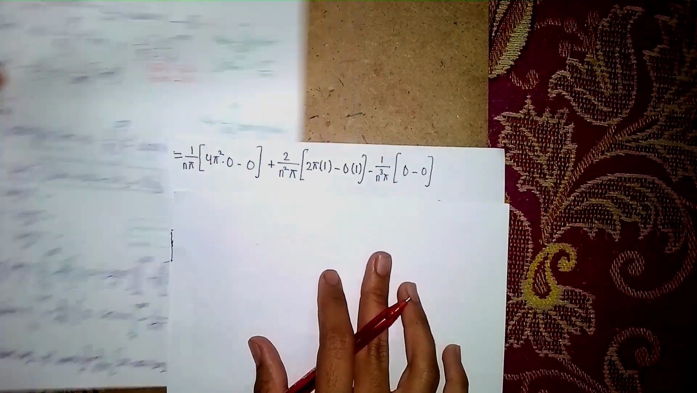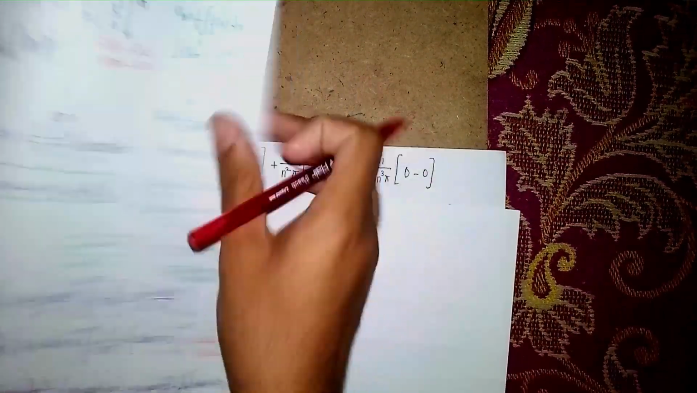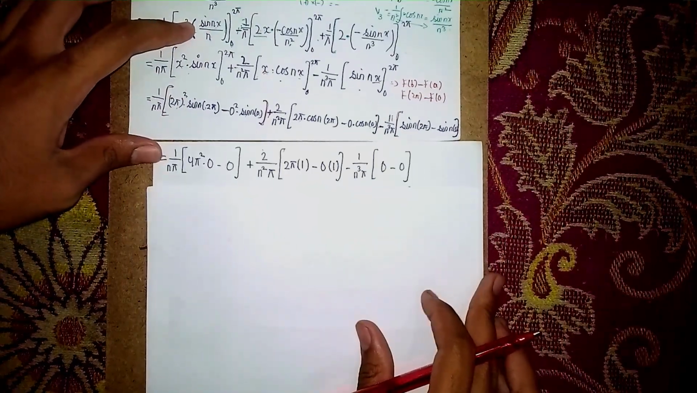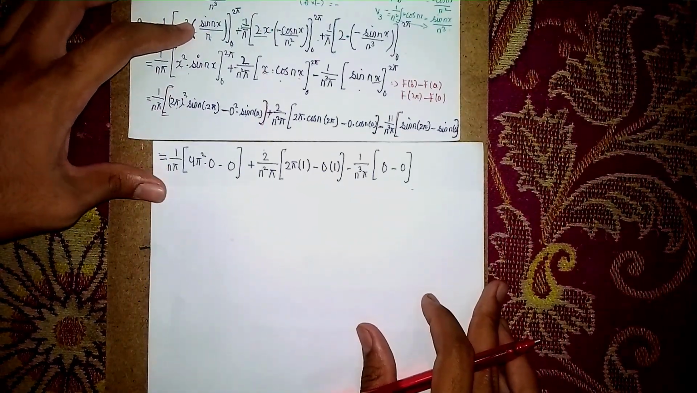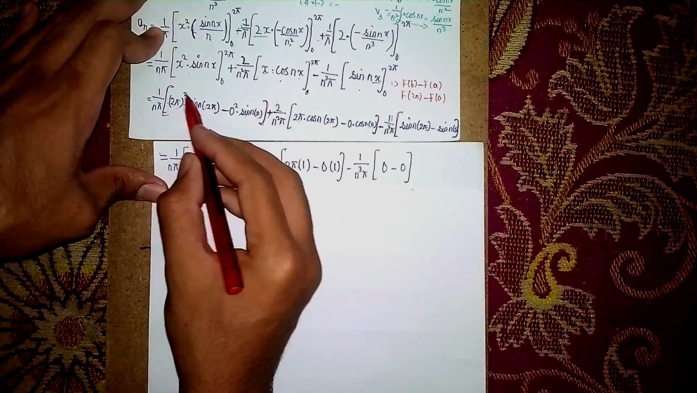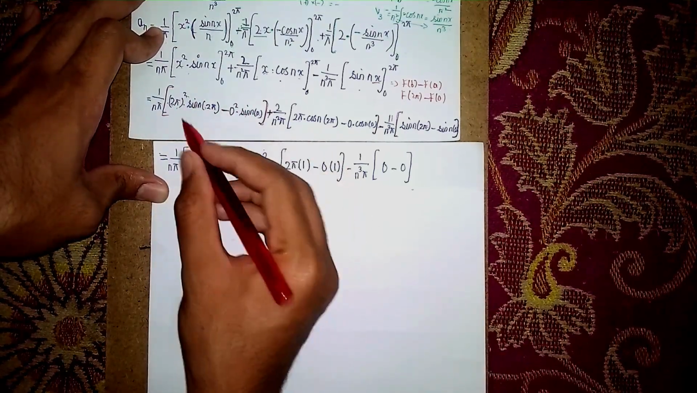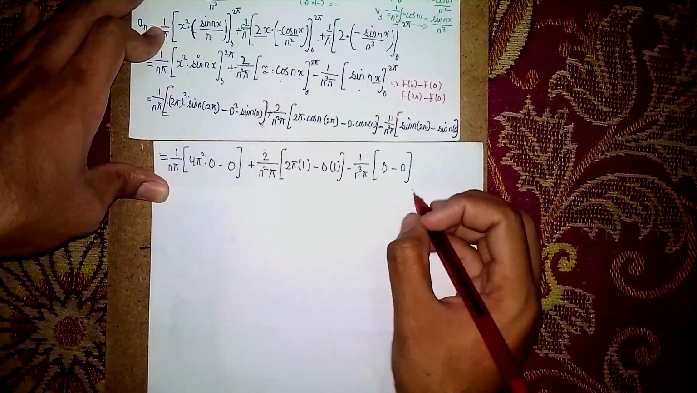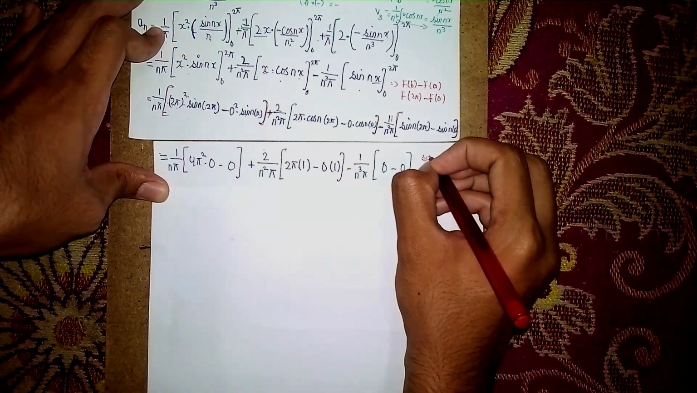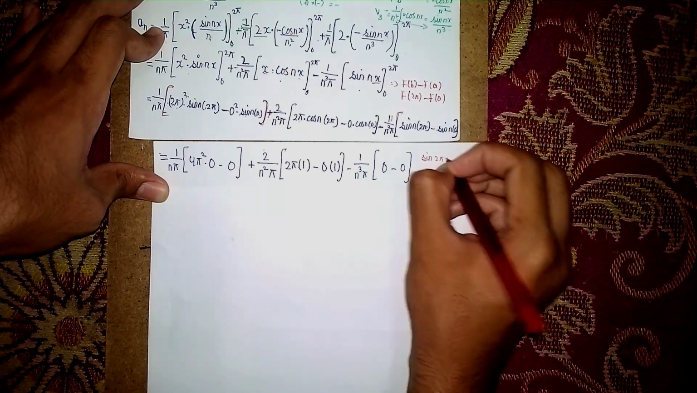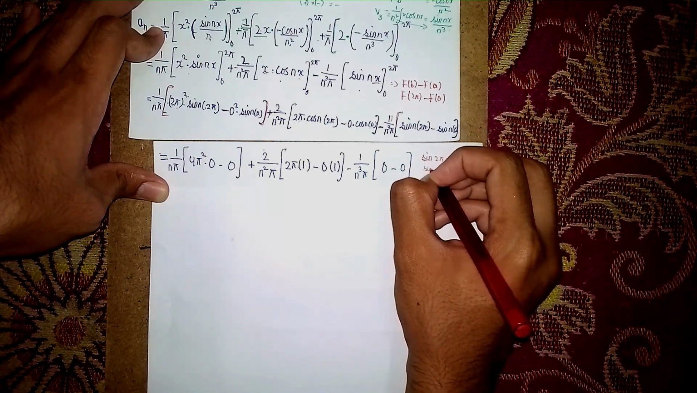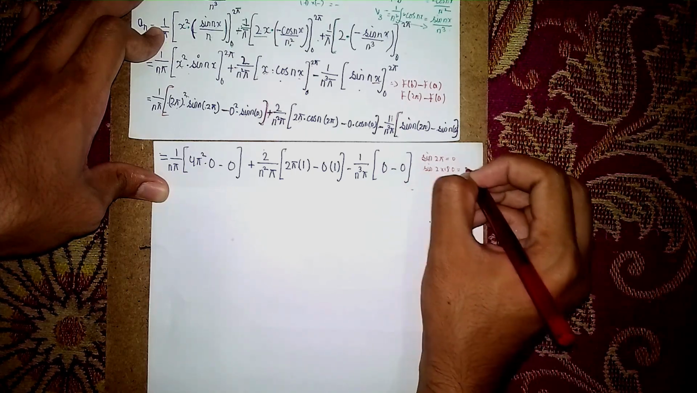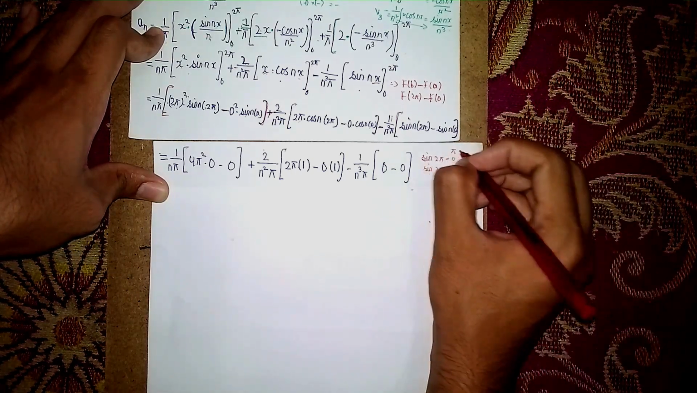Okay, now what is our next step? After what I did, this is the next part. 2 pi square, so 2 square is 4, then pi square, so it becomes 4 pi square. Now sine n into 0: always remember sine 2 pi is always 0. Why? Because sine of 2 into 180 is equal to 0. Pi is 180. In the calculator you can check.